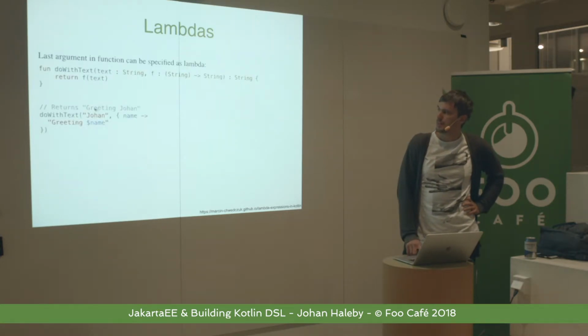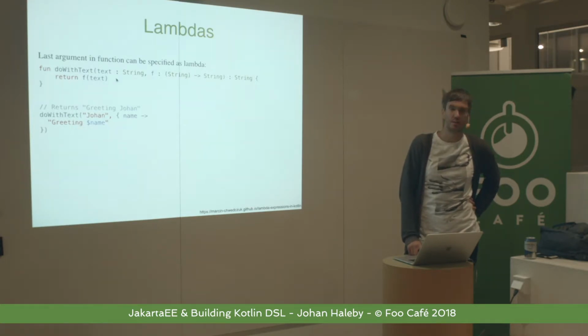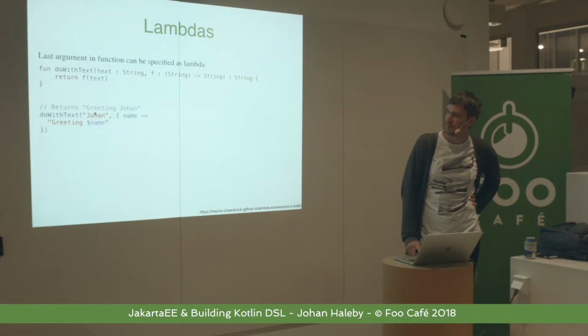Yeah, and this is also a thing that is, I think, stolen from Groovy. If you have a function that takes another function as an argument, and this argument is the last argument of the function, like in this case. Here we have the function doWithText, and we take a function that expects a string and then returns a string. We could write it like this: doWithText, we pass in a string here, and then our lambda expression like this.